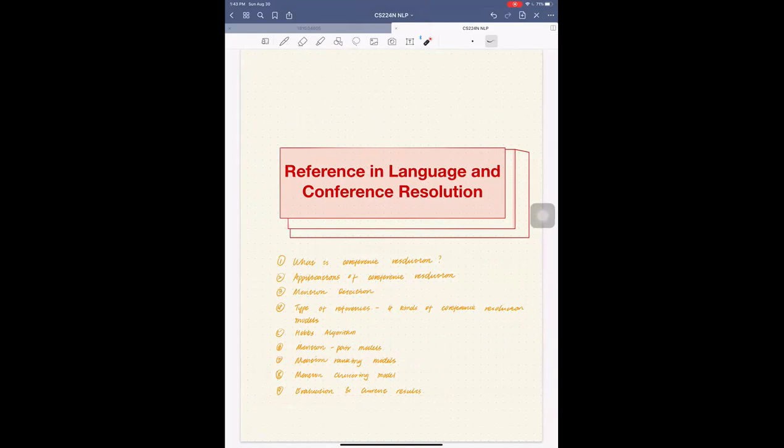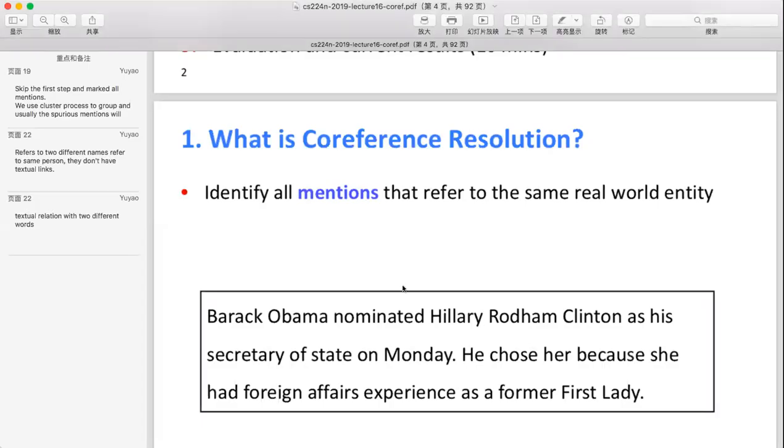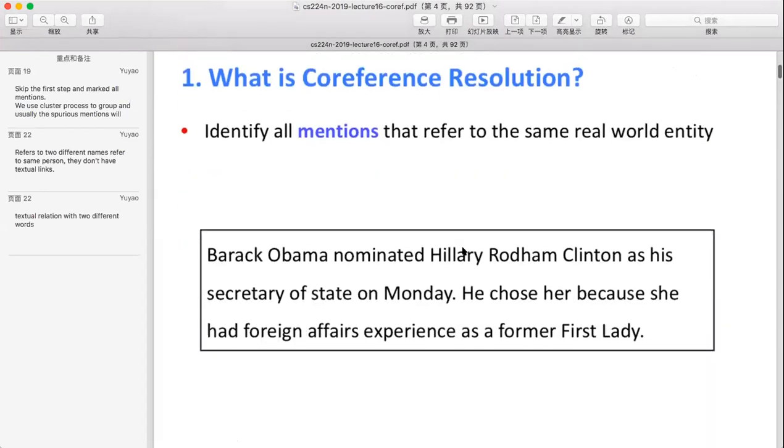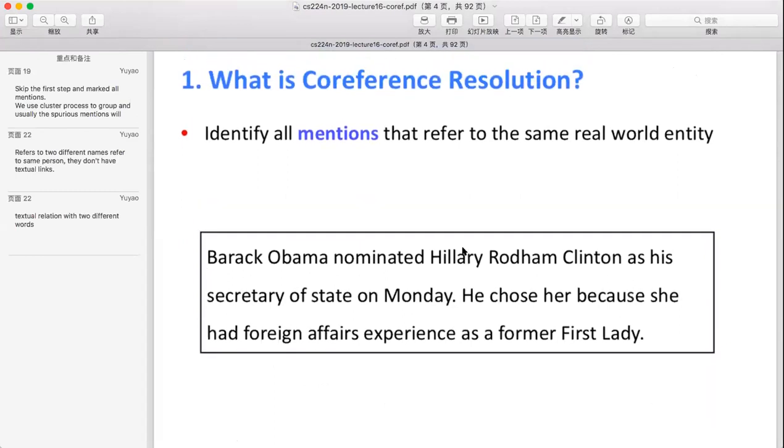Hi everyone. Let me share my screen. Can everyone see my screen? No, I guess I have to stop sharing my screen. Just one second. Yeah, I think that works. Okay, great.